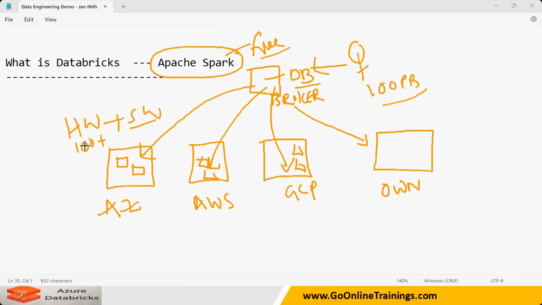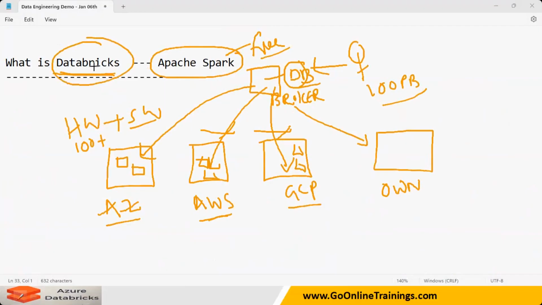So end of the day, what you're going to be doing, you are going to be giving 100 petabytes of data to Databricks. Databricks is going to be a broker or agent. He will be able to either put the data here or put the data here. If you put the data here, it will become Azure Databricks. Clear? If you put the data here with the help of Databricks, it will be AWS Databricks. If you keep the data in this platform, then you will be called GCP Databricks. Databricks is a broker software or agent.